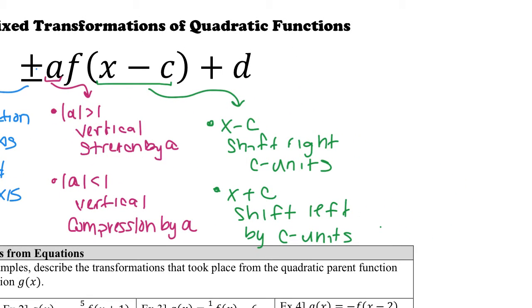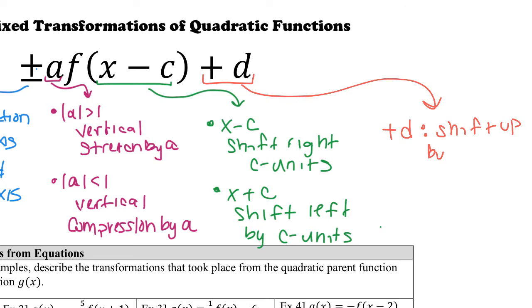And then the last transformation we have is plus d at the end. This is the one that actually does what it's supposed to do. So if you have plus a number on the outside, that means you will shift up by d units. If you have minus a number, that means you will shift down by d units.